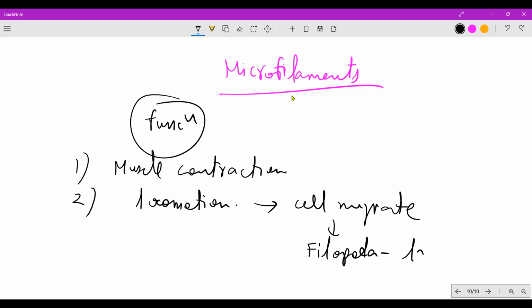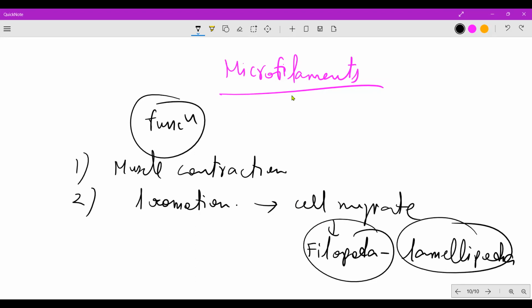We have lamellipodia. So cells which are migrating in nature, which are migratory, have structures called filopodia, lamellipodia. What are they made up of? They are nothing else. Filopodia, lamellipodia are made up of actin filaments, microfilaments. This is it. We know certain cells show cytoplasmic streaming.